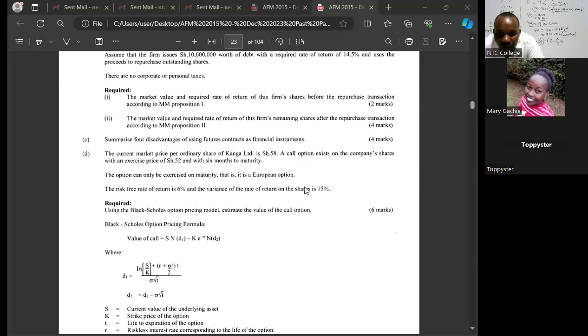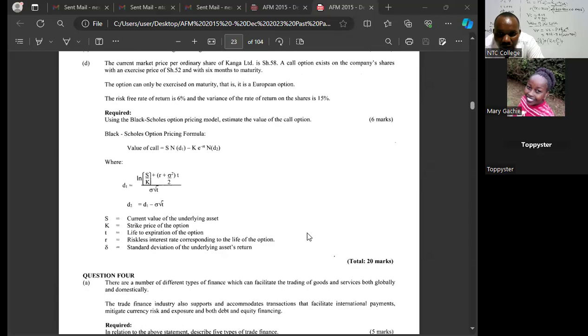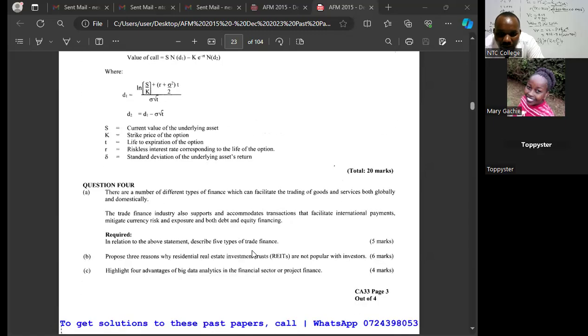Risk-free rate is given there, and then they have also given you the variance. Then they are telling you to calculate the Black-Scholes value. So this one, how many marks? 6 marks. Those are 3 marks here.